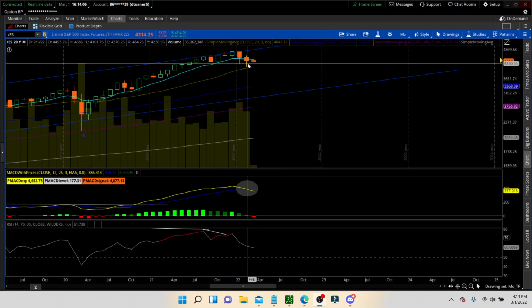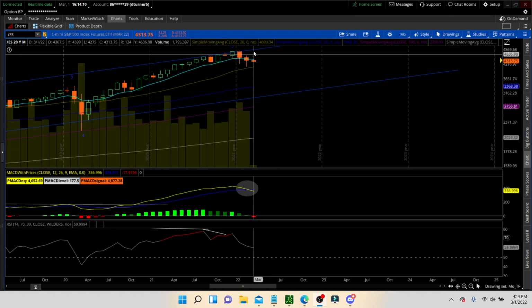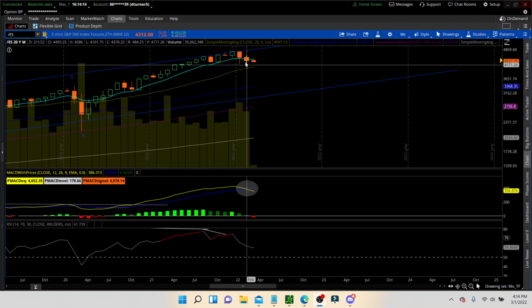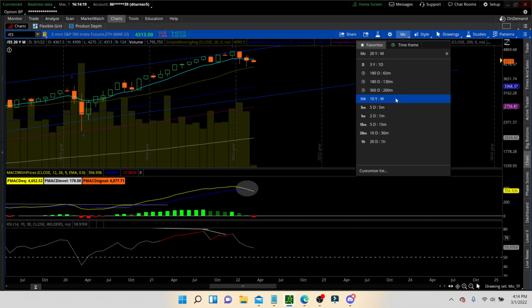So with this being somewhat of a reversal candle, we may be coming down to fill in some of the candle before moving higher, or if we get follow through to the downside, that negates this reversal there. Getting down to the weekly.